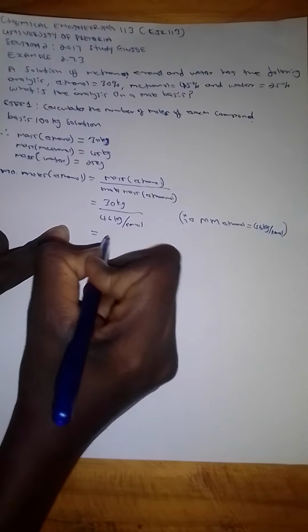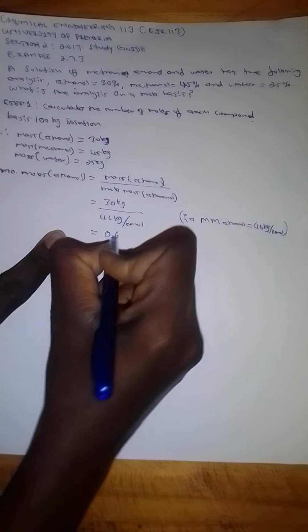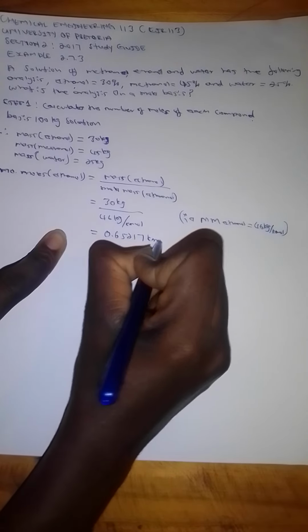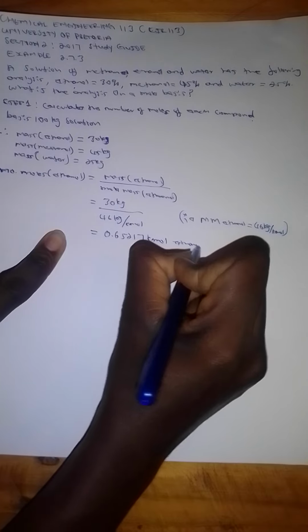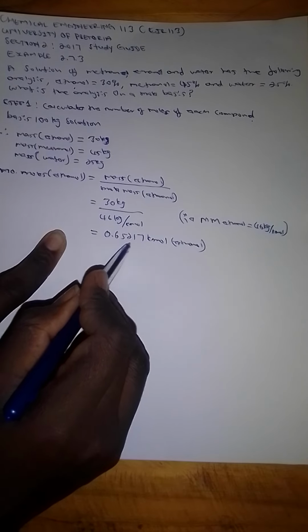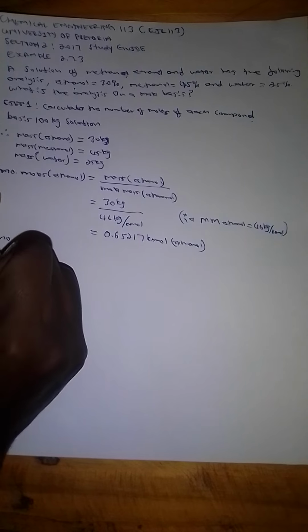Now, when you do your calculation here, you get 0.65217 kilomole. That is our ethanol. That means in a 100 kilogram solution, there's 0.65217 kilomole of ethanol.